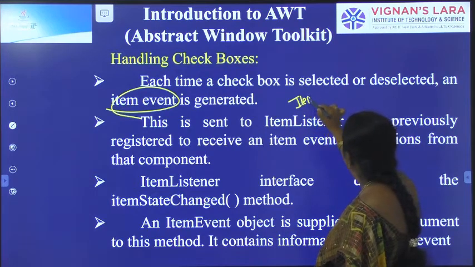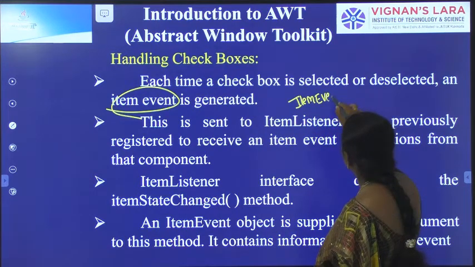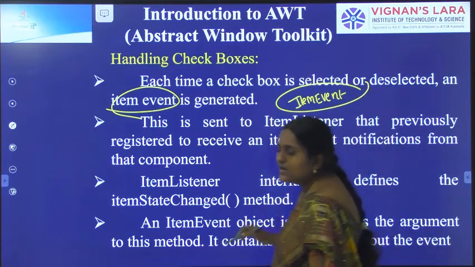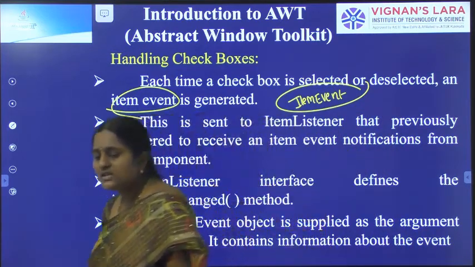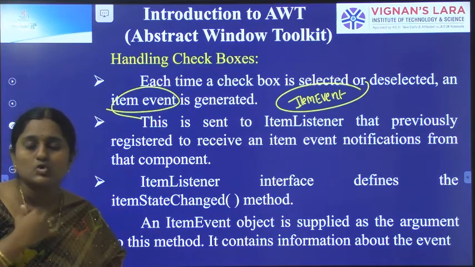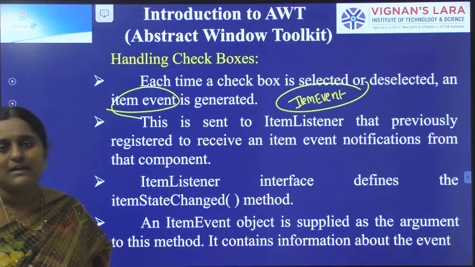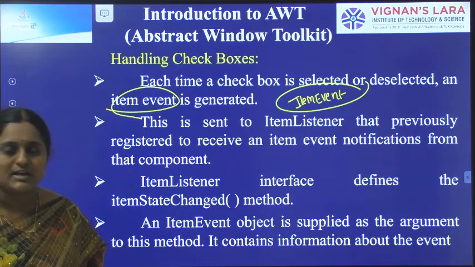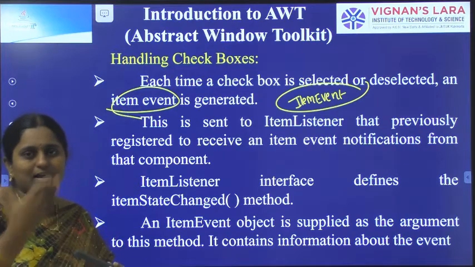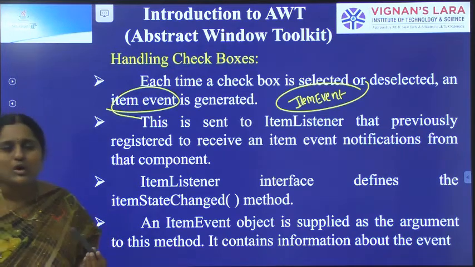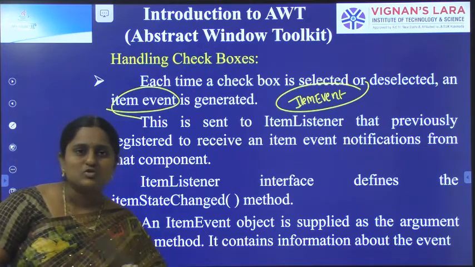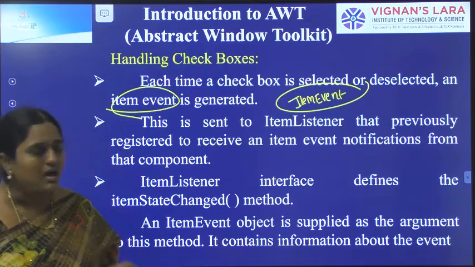Each time a checkbox is selected, an item event is generated. Generally, events are generated in the sources. Whenever an event is generated, the source will send the corresponding event to the listeners. Listeners are associated with the interfaces. They can handle and control the events. In order to control the events, the listeners must register with one or more sources. Then only can listeners control the events.